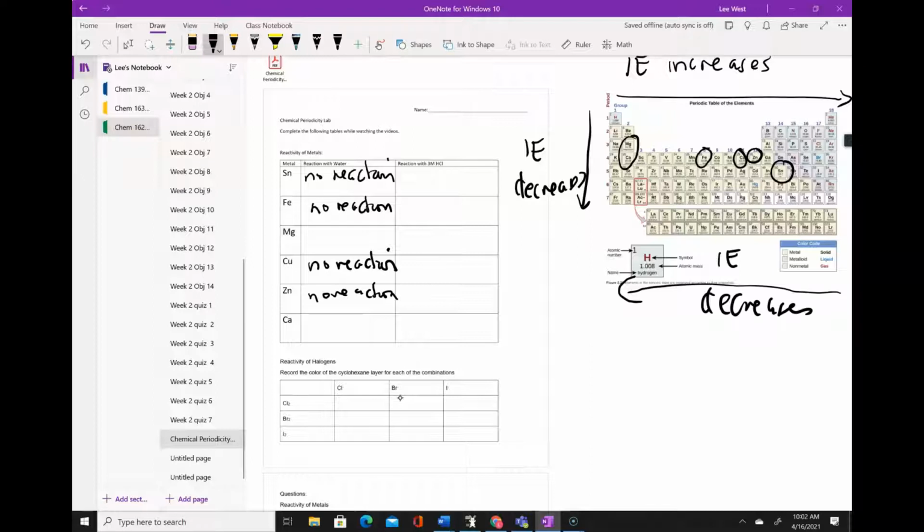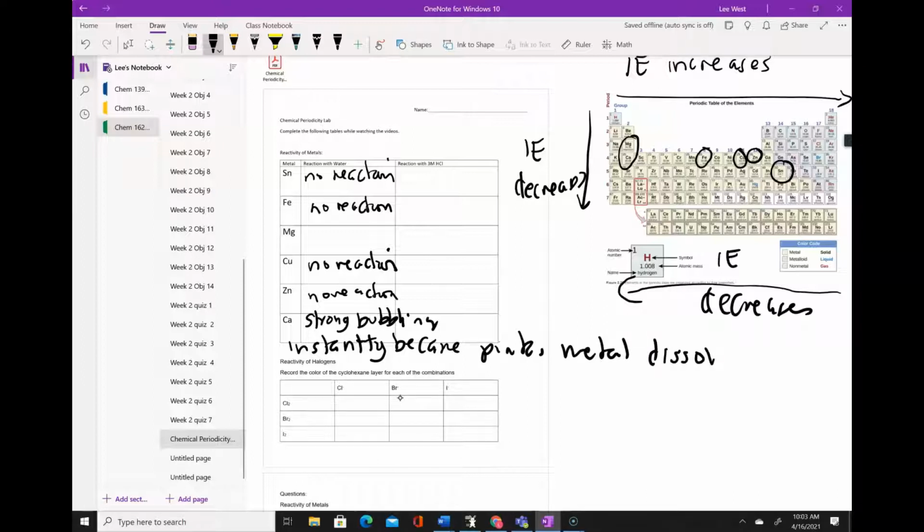So what happened to the calcium? Strong bubbling, instantly turned dark pink. Metal dissolved, right? And then the description for the magnesium needs to be enough to be able to distinguish it from everything else and the calcium.